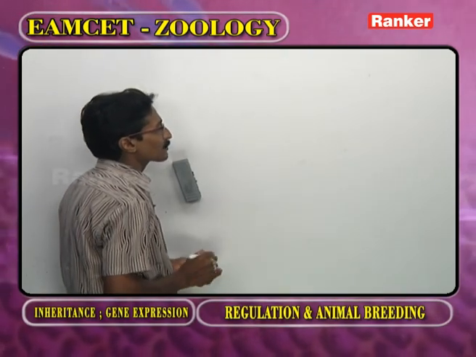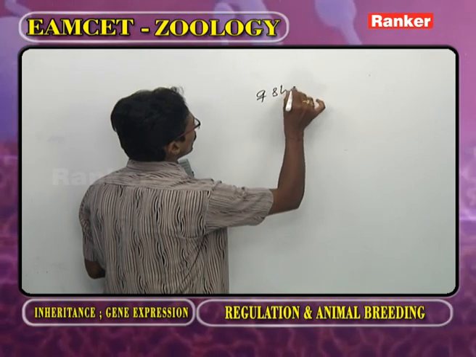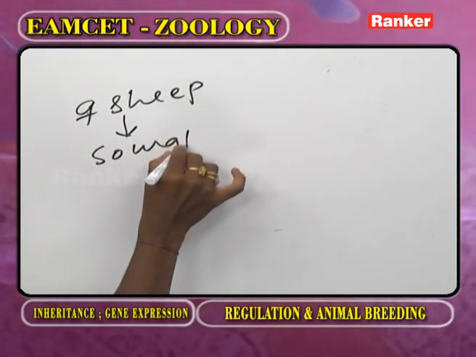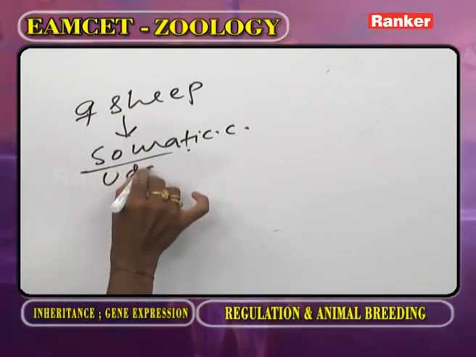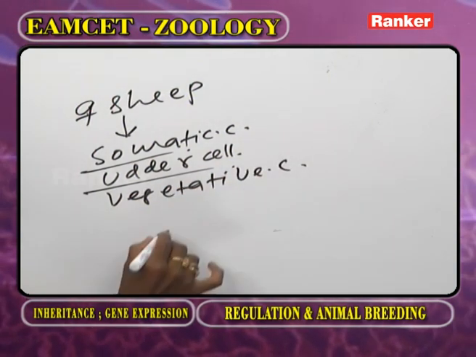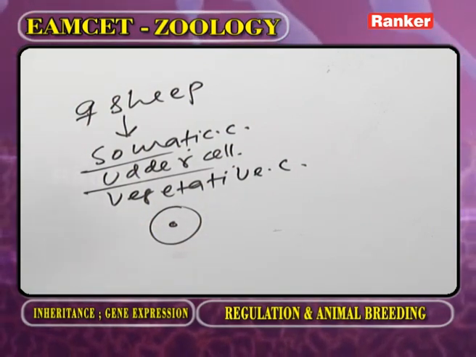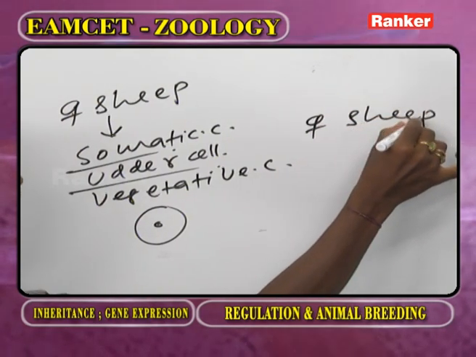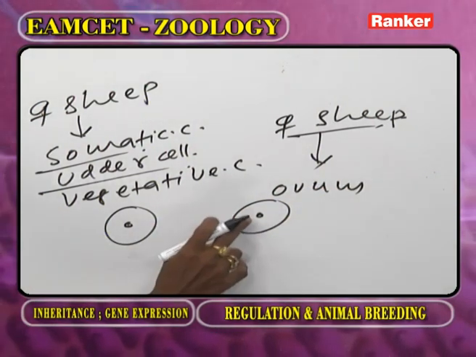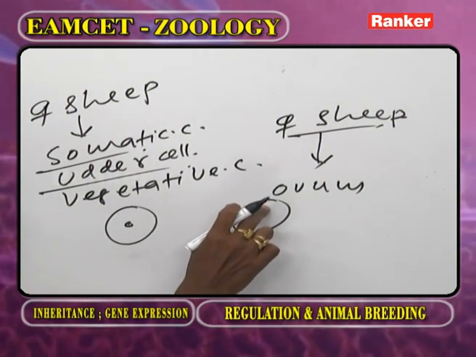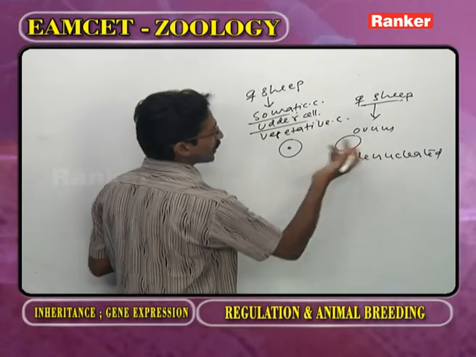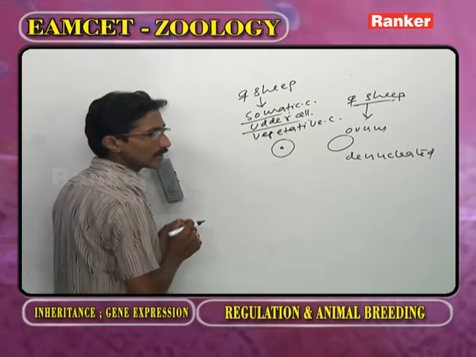Now as we observe the cloning experiment, first he has taken one female sheep. From this female sheep, he has taken a somatic cell. The somatic cell is also called udder cell. It is also called vegetative cell. Okay. Now this is the vegetative cell, this is the nucleus. Now he has taken another female sheep. From this female sheep, he has taken the ovum. Now in the ovum the nucleus is present. Now he removed the nucleus. It is called denucleated. Now in the ovum there is no nucleus, but in this vegetative cell the nucleus is present.